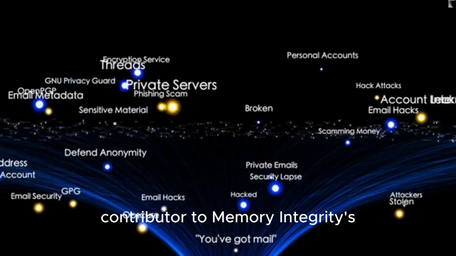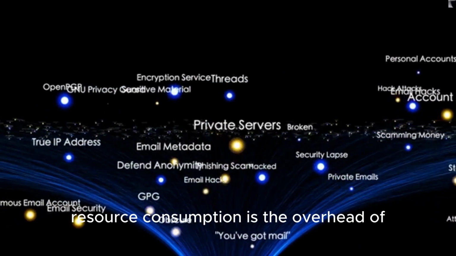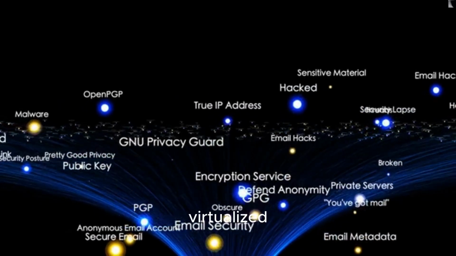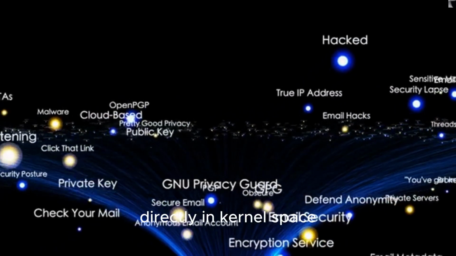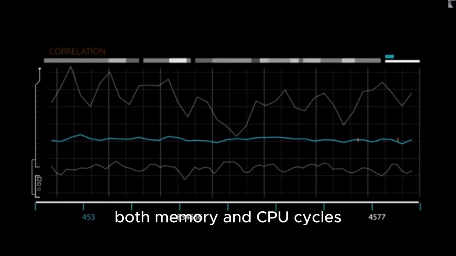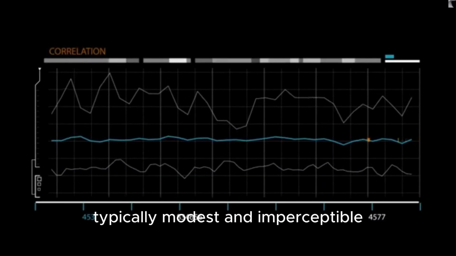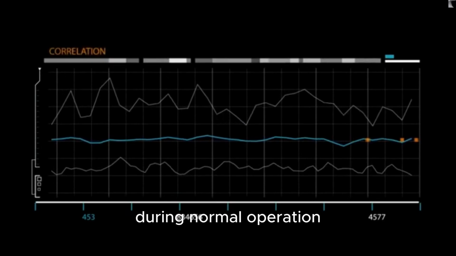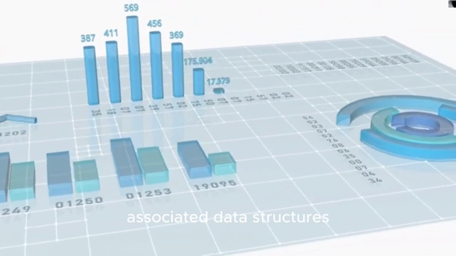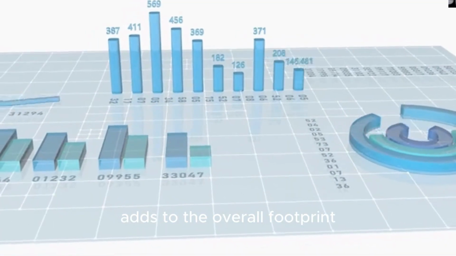The second significant contributor to memory integrity's resource consumption is the overhead of running code integrity verification through the virtualized security layer, rather than directly in kernel space. This verification process consumes both memory and CPU cycles. The CPU cost is typically modest and imperceptible during normal operation, but the memory allocation for the verification processes and their associated data structures adds to the overall footprint.